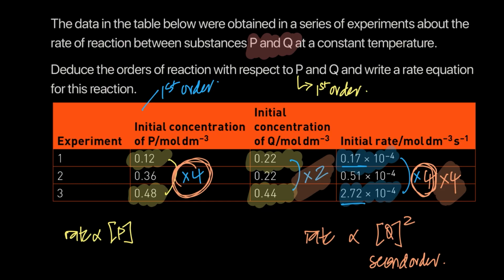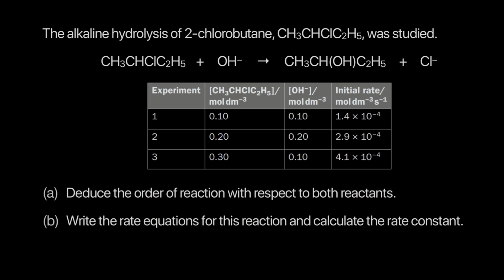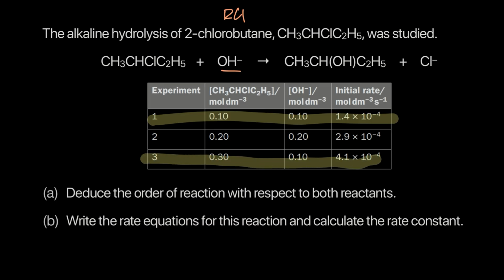Let's take a look at another such example where you don't have constant concentrations. This is a reaction between a haloalkane, let's call it RCl, with OH. And there were 3 experiments. In all 3, RCl was changed, and OH was not changed in 2, but changed in the first one. So just to find the order for the haloalkane, all I had to do was take experiments 1 and 3. In 1 and 3, OH is constant. Do you see that? OH is constant.